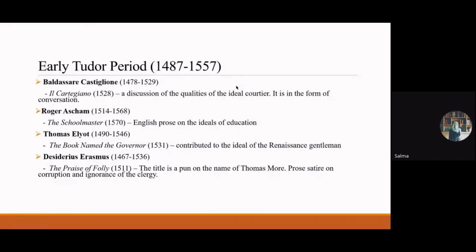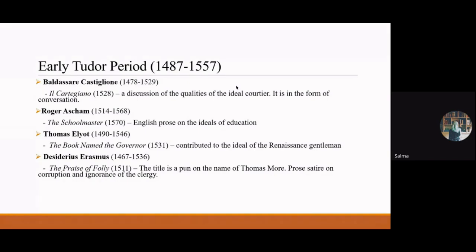Okay, then moving to Roger Ascham, he has written a work called The Schoolmaster. This is an English prose on the ideals of education. And moving to Thomas Elyot, the book named The Governor, he contributed to the ideal of the Renaissance gentleman. It is called a commonplace book, where he was talking about the ideal of the Renaissance gentleman. Then moving to Desiderius Erasmus, The Praise of Folly.